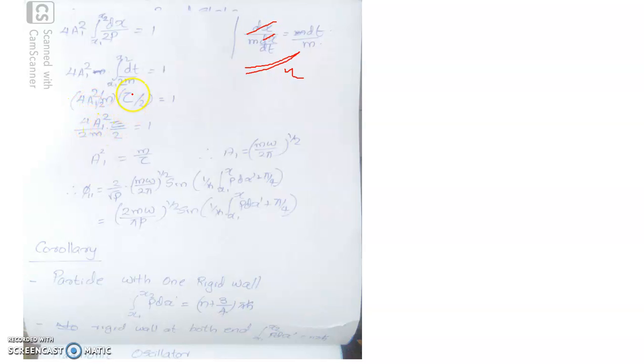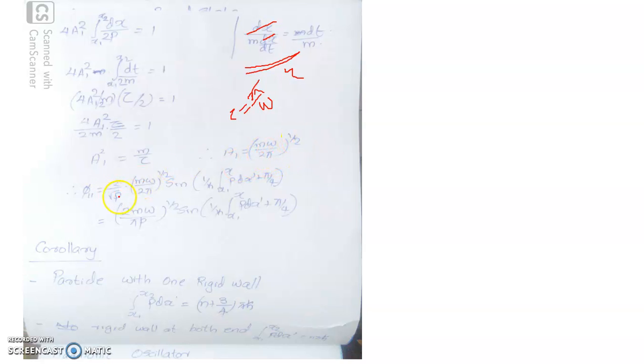For a1 square, tau divided by 2m into 2, that's equal to 1. Clearly a1 square is equal to m divided by tau. 4 and 2 into 2 will vanish. Or a1 is equal to m omega divided by 2 pi, since the period tau equals 2 pi divided by omega. 2 pi by omega is there in the denominator, so the reciprocal will come to the term as omega divided by 2 pi. So a1 equals m omega by 2 pi raised to half.